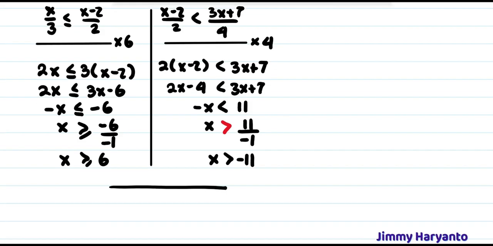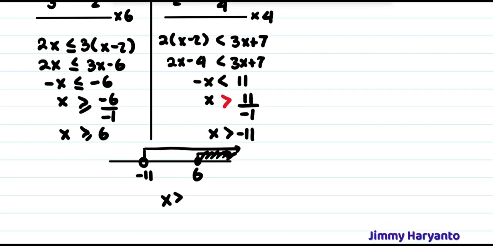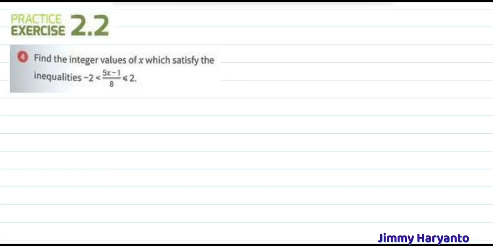And then the next one is number line. For the number line, negative 11 is right here. 6 is right there. 6 go to the right. And negative 11 also go to the right. It will be like this. So the final answer is x greater than or equal to 6. And then next is question 4.